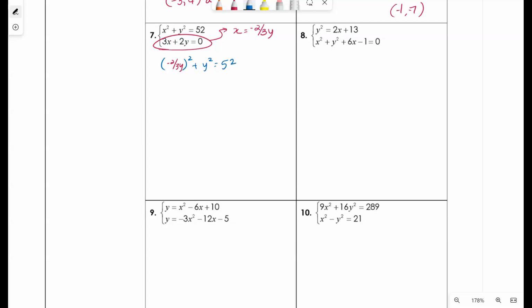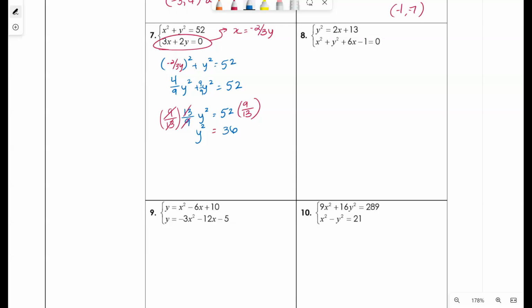Well, if I square negative 2/3, I'm going to end up with 4/9 y squared plus y squared equals 52. I'm going to add these. Remember, 1y is the same thing as 9 over 9. So this becomes 13 over 9 y squared equals 52. Now to get rid of this, I'm going to multiply this side by the reciprocal, 9 over 13. And so I'm left with y squared equals 36.